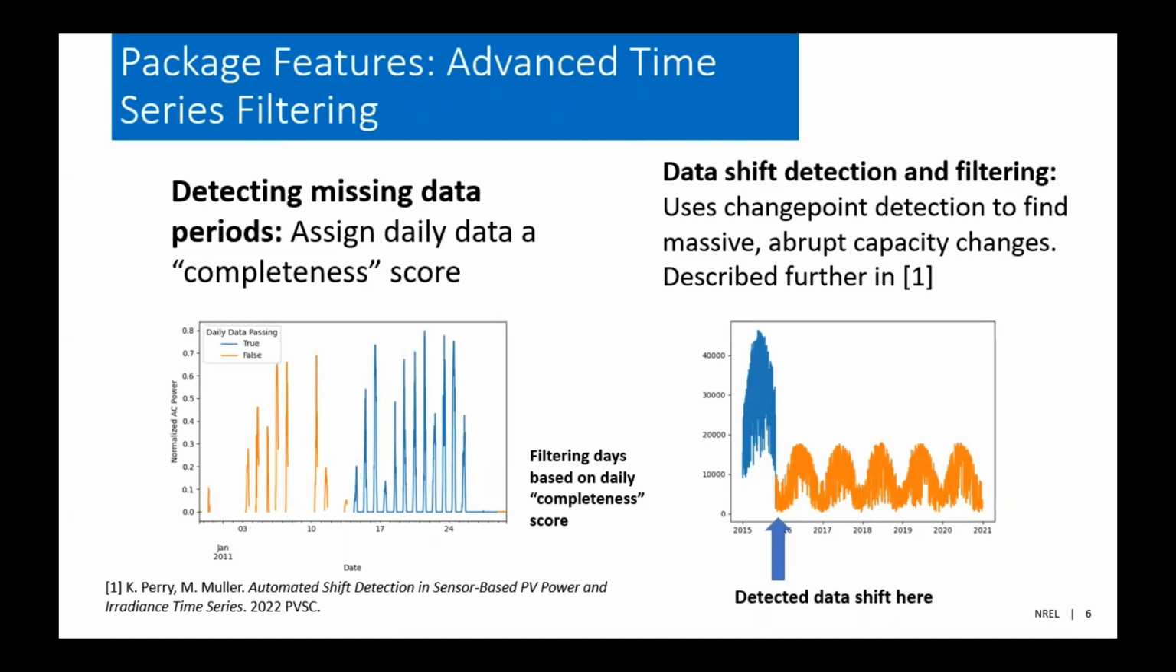We want to be able to detect those massive shifts and look at those periods within the time series separately, or even filter out the really erroneous periods. So this algorithm uses change point detection to find these massive abrupt capacity changes. And you can see this algorithm here in action. It performs a data shift calculation here automatically. It's unsupervised ML, where the first segment is in blue and the second segment is in orange.